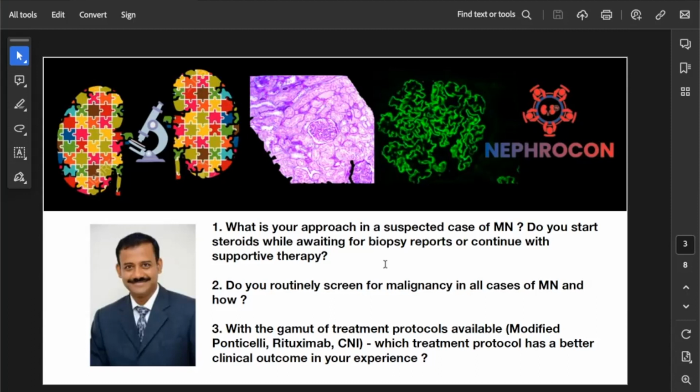If the PLA2R is positive, then obviously you decide what sort of immunosuppression you want to give. And I guess we will discuss that in part three of the section, in terms of what treatment protocols we use.